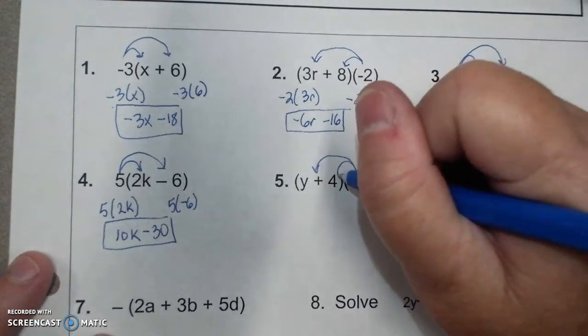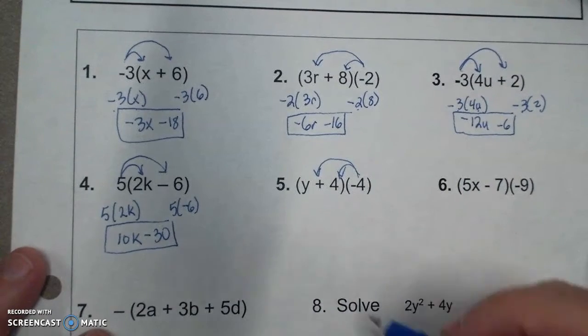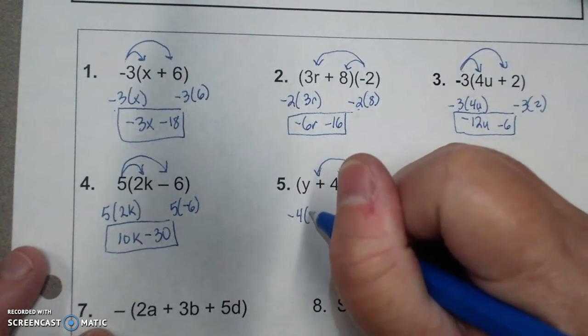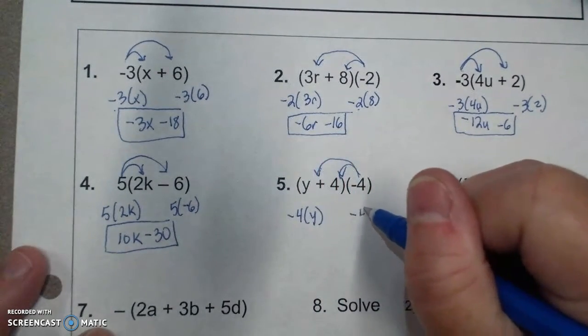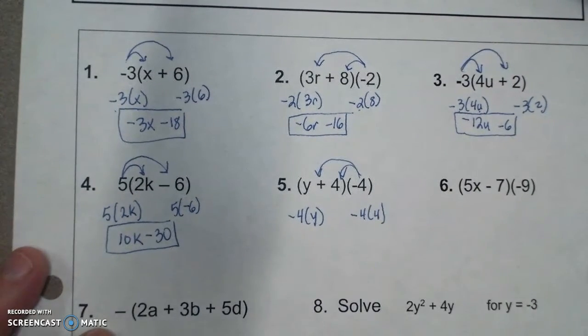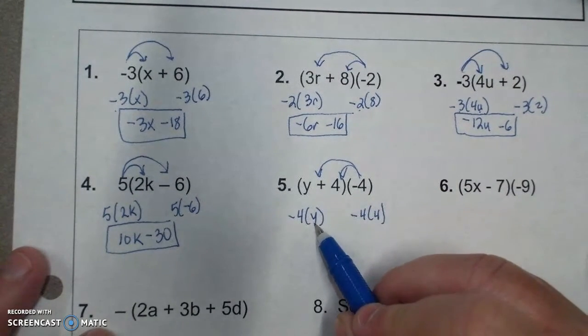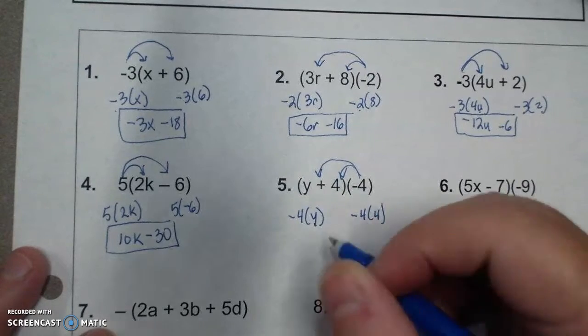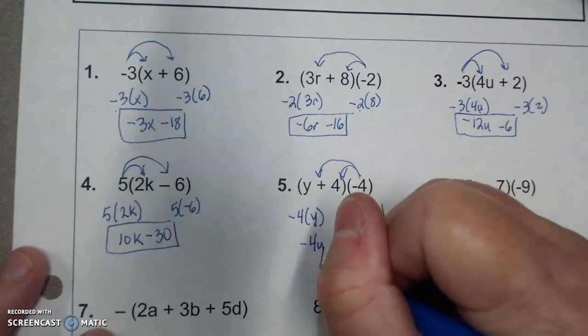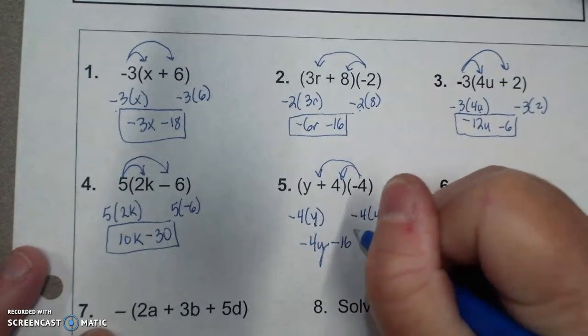-4 is being distributed to the y, -4 is being distributed to the +4. Be careful on your handwriting because y's and 4's start looking alike. That's -4y minus 16.